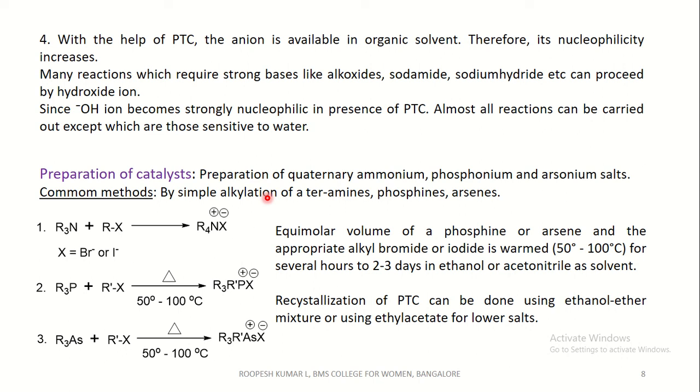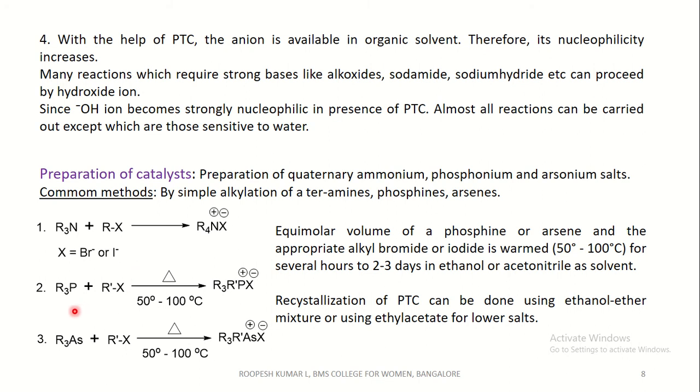Preparation of catalyst, that is, preparation of PTCs. Preparation of quaternary ammonium, phosphonium and arsonium salts: the common methods are simple alkylation of tertiary amines, phosphines and arsines. Coming to the first one, a trialkyl amine reacts with an alkyl halide to give the tetraalkyl ammonium halide. Here the halides may be bromide or iodide.